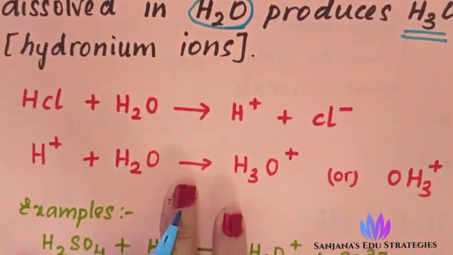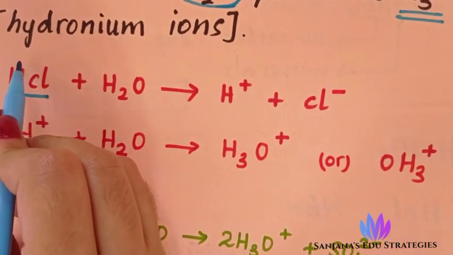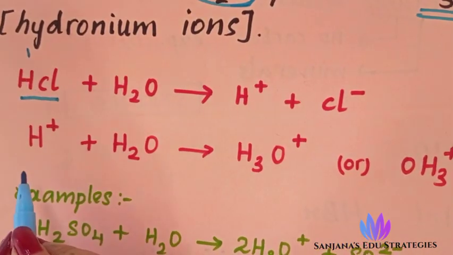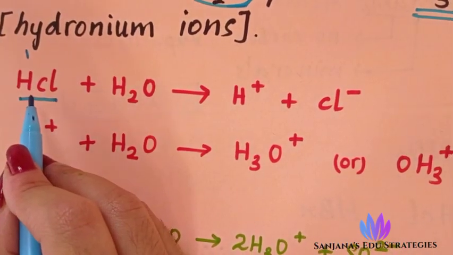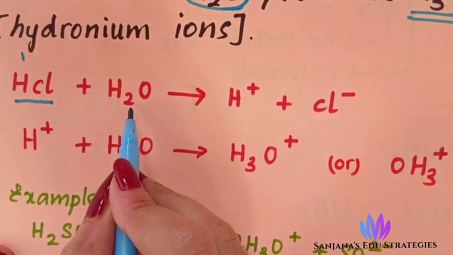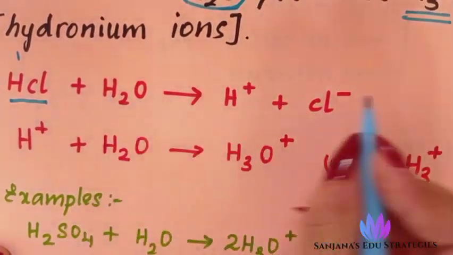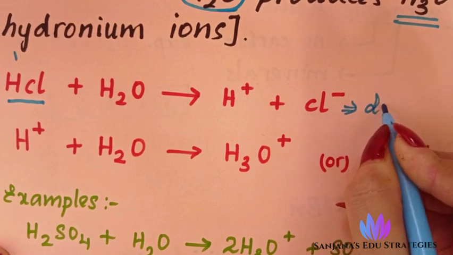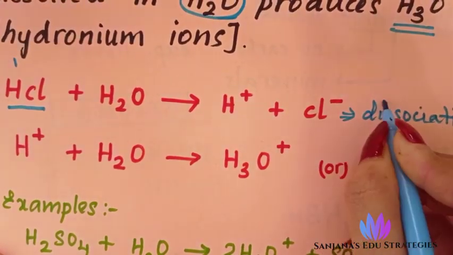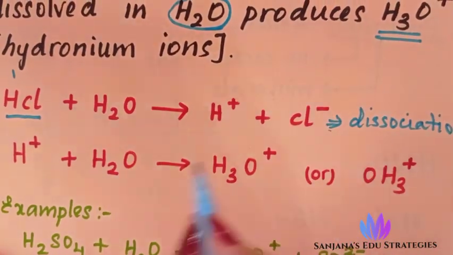So you can see an example, HCl. It is a compound which has one or more hydrogen atoms, and here it has one hydrogen, so it is an acid. When we add this HCl to water, what does it produce? H plus and Cl minus. First the process is dissociation: HCl dissociates into H plus and Cl minus ions.